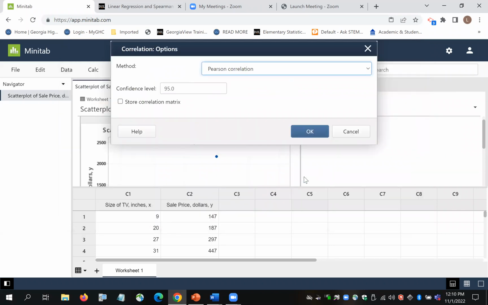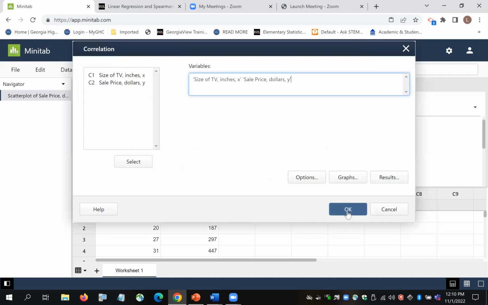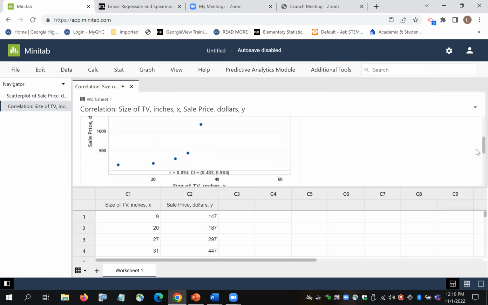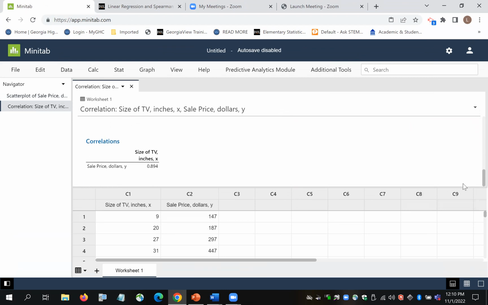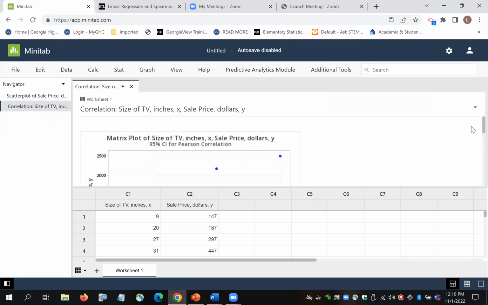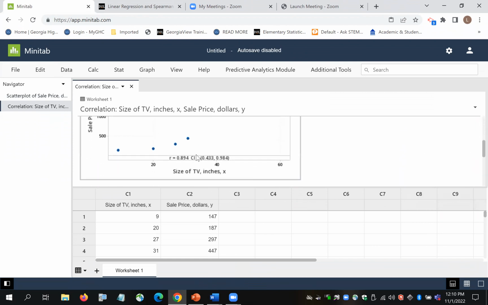I do need to choose Options. We want it to do Pearson correlation. We'll come back on Thursday and talk about Spearman. So you want to make sure you have Pearson and that it's at the 95% confidence level. We just default to 95%. I click OK. I click OK. It gives me the same plot, and in two different places, it gives me the correlation coefficient.